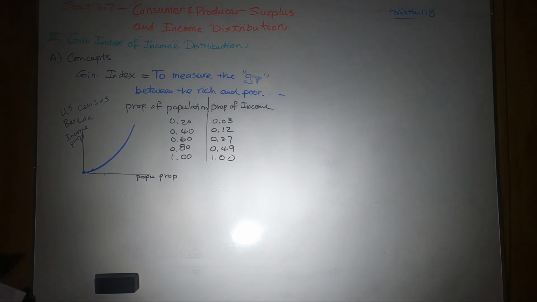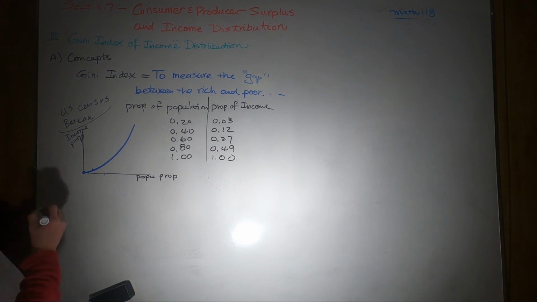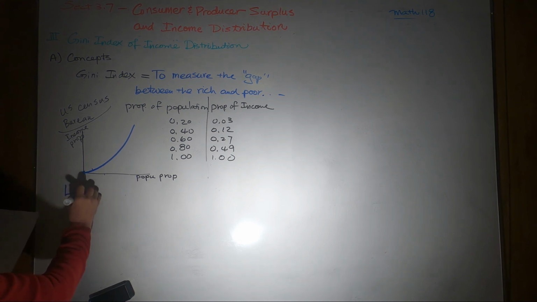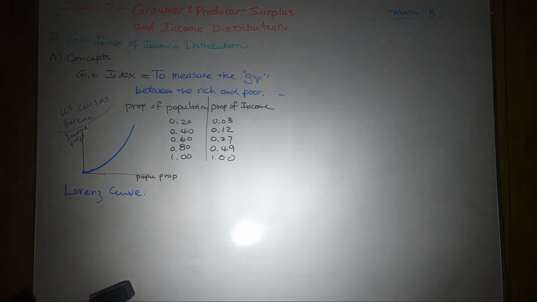So those are studied by a formal organization, the U.S. Census Bureau. And this guy is Lorenz, and it's 1905, he studied this. It's called the Lorenz curve, in economics. Then they have this situation.